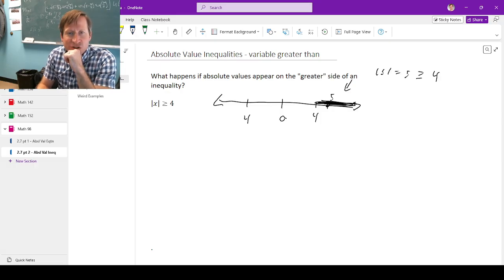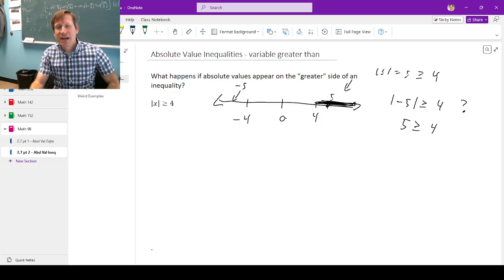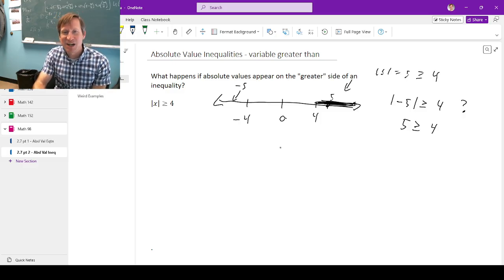Where else are solutions? Well, what about numbers over here to the left of minus 4, like minus 5? If we stick minus 5 into our inequality, we get the absolute value of minus 5 greater than or equal to 4. Is that true? Yeah, because the absolute value of minus 5 is 5, and 5 is greater than or equal to 4. Again, this is happening because the absolute value kind of folds the number line in half.